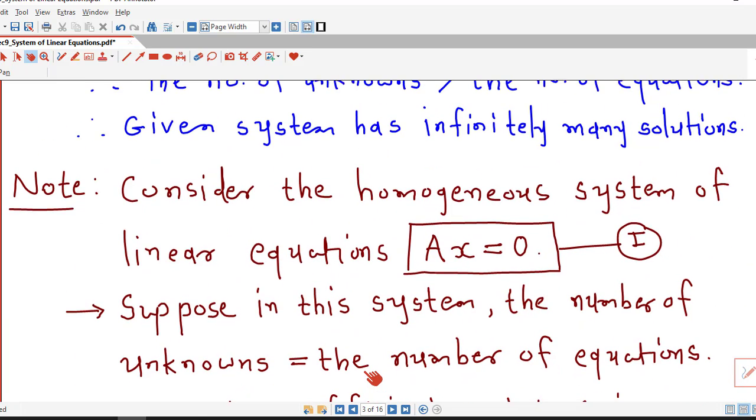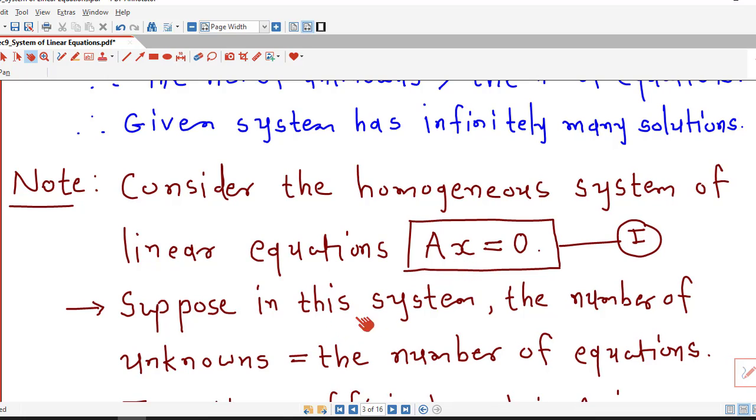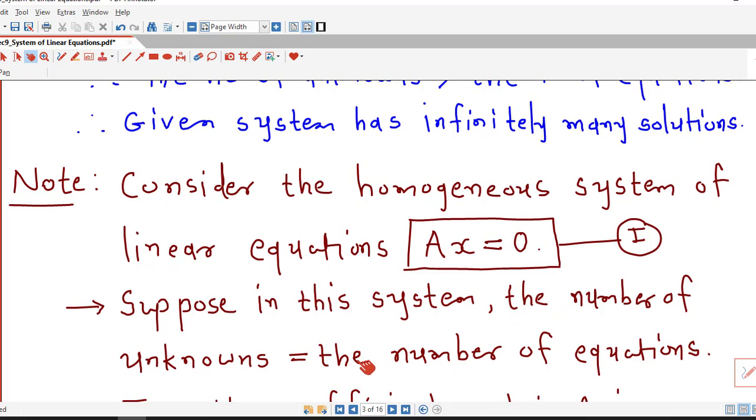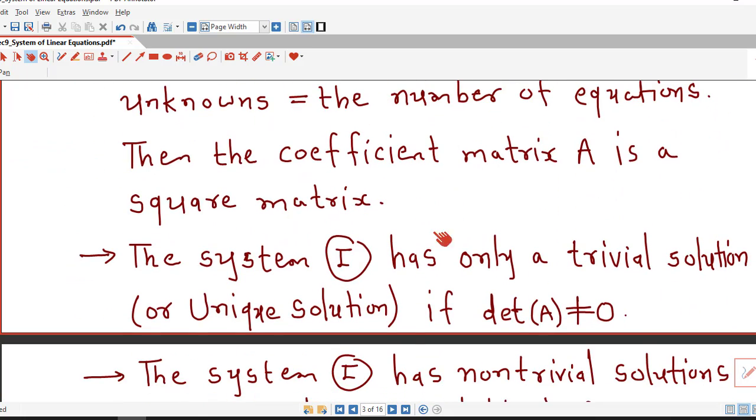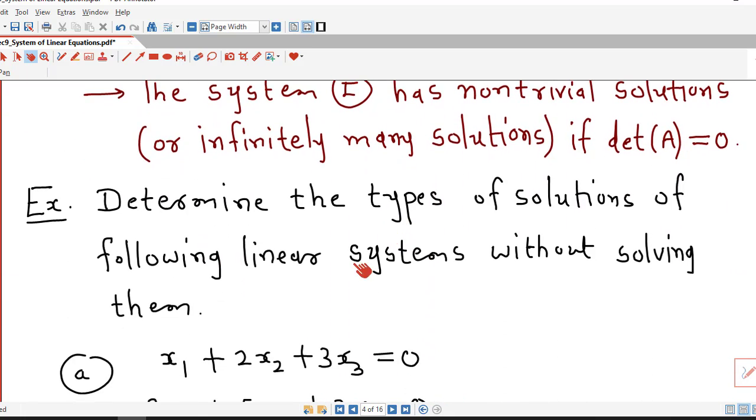But we can apply this remark only in the case in which the number of unknowns equals the number of equations. If the number of variables and the number of equations are the same in a homogeneous system, then if the determinant of the coefficient matrix is non-zero, the system has only a trivial solution. If the determinant of the coefficient matrix is 0, the system has non-trivial solutions or infinitely many solutions. So we understand this with the help of an example.